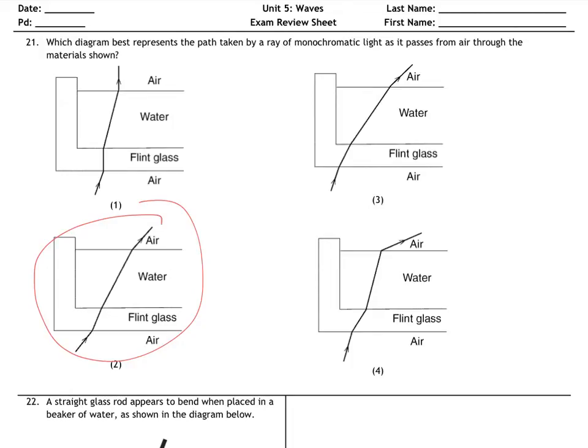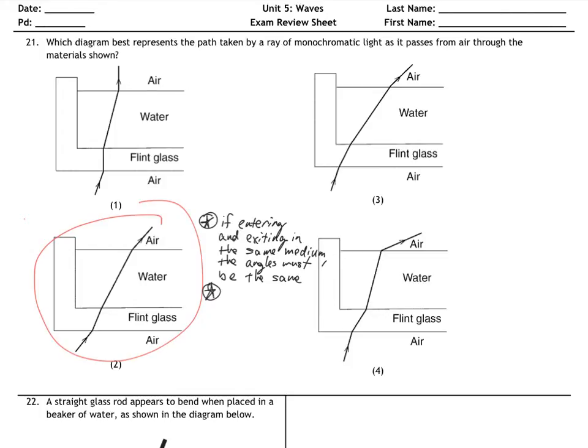But the first reason why it has to be 2 is that I noticed that the ray entered from the medium air and it exited into the medium air. So if that's the case, if you both exit and enter from the same medium, then that means that you have to enter and exit from the same angle as well. So the fact that this angle is the same as this angle is already proving to me that the answer is choice 2. But wait, there's more.